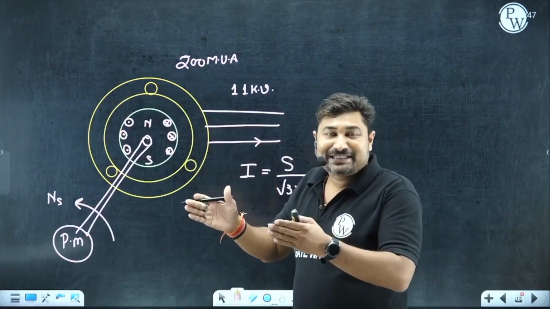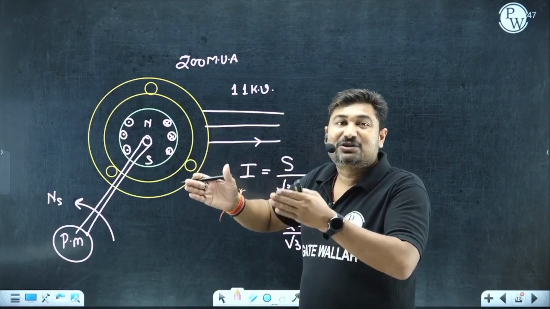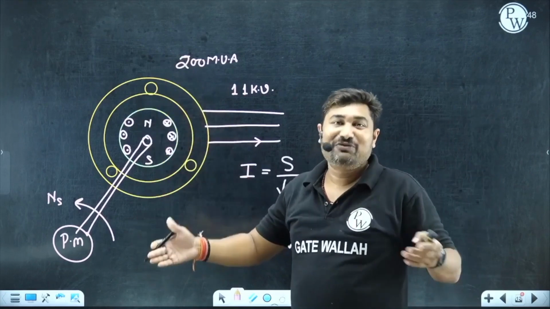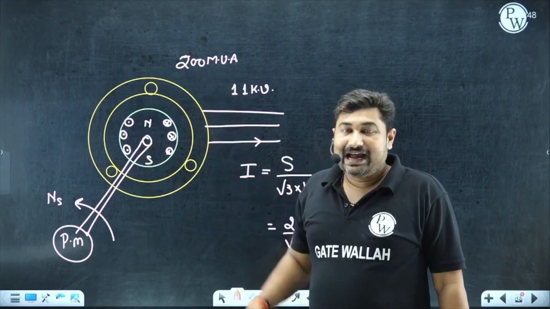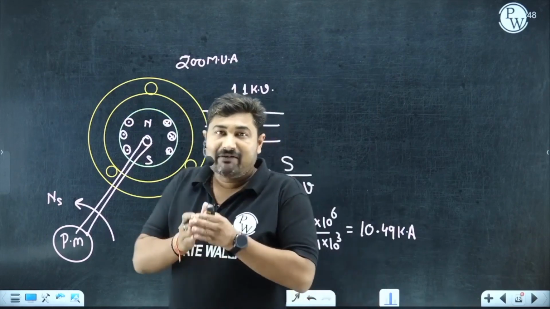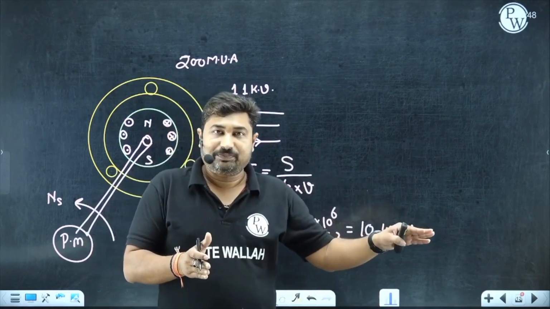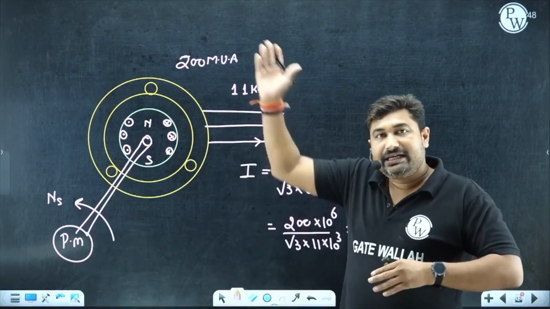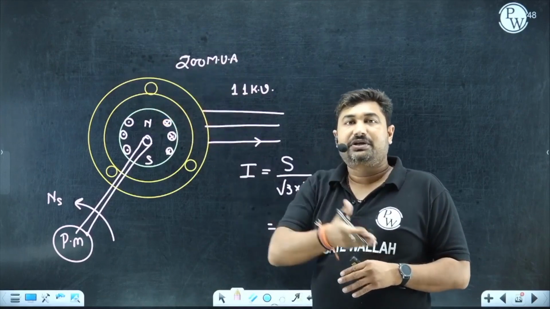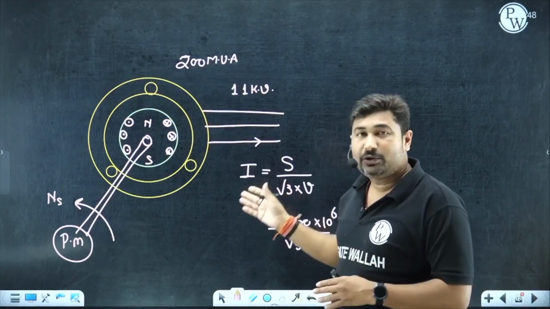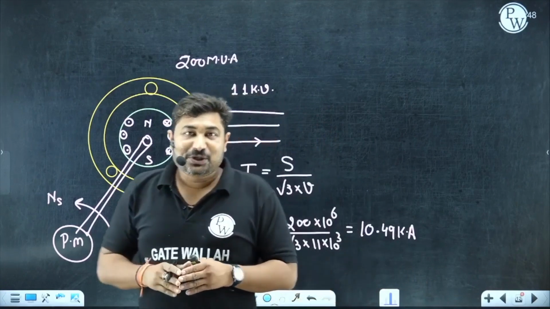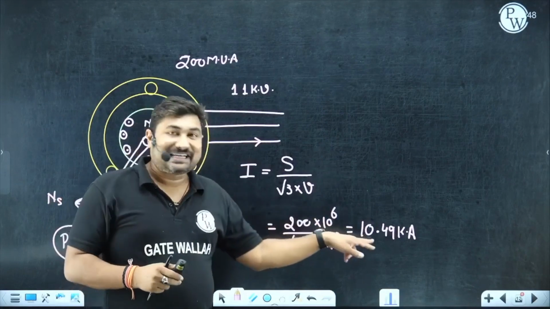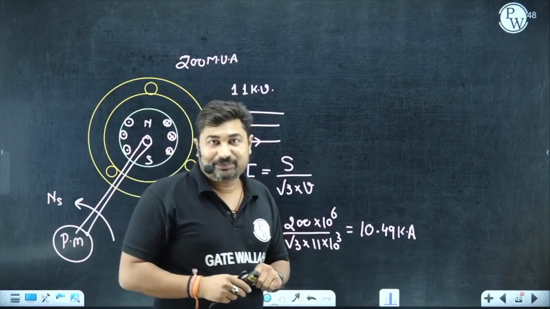So our base plant exists in those areas where natural boundaries are available. It's mountains, and we only need to construct one boundary. And our base load is in the plain areas. Suppose I am generating in Tehri Dam and I am going to distribute to Delhi. The power is going to be distributed to Delhi, so the distance is quite high. Yes, sir, the current rating is 10.49 kilo amperes.